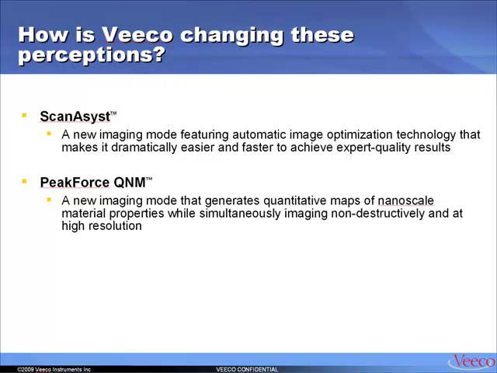We did two things to change these perceptions. One is we came out with ScanAsyst. ScanAsyst is a new imaging mode that features an automated image optimization technique, and by doing so we make it a lot easier and faster to achieve expert quality results. You will notice that in the following video the only parameter I'm going to change is the scan range. Everything else is adjusted completely automatically by the ScanAsyst algorithm.